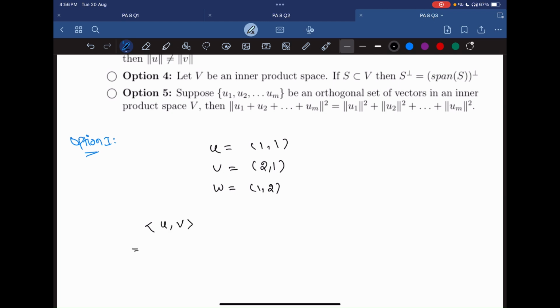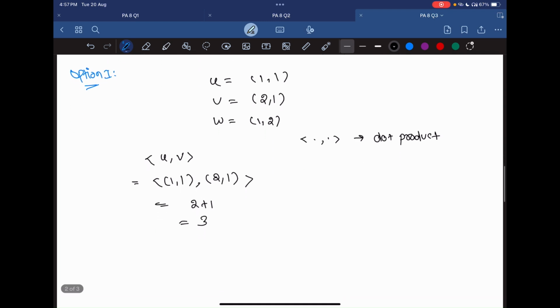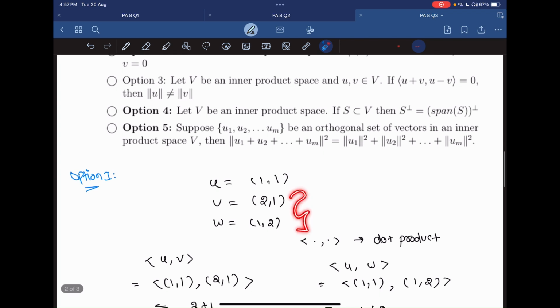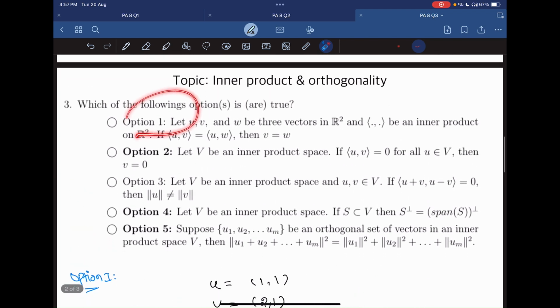if we take the inner product between U and V, we consider this to be our dot product, then (1, 1) with (2, 1) would be 2 plus 1, equal to 3. While if we take the dot product between U and W, we get (1, 1) with (1, 2), that would be 1 plus 2 and that is also 3. Now we can see that the dot product between U and V and the dot product between V and W are the same, but our V and W are not the same. So that means this option is false.